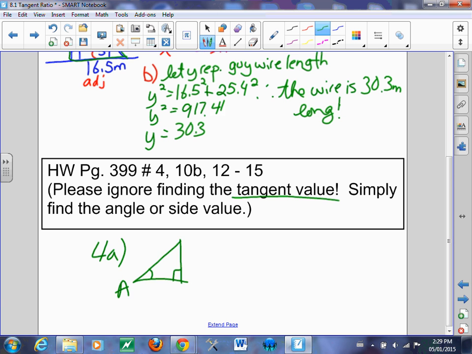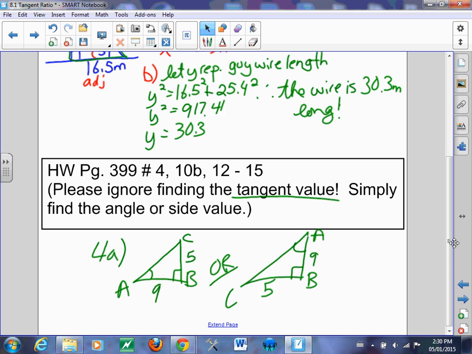If you have angle A here and B and C, the opposite side is going to be 5 and your adjacent side is going to be 9. Or if you draw angle B here and then put angle A up top, that's going to be your angle of reference and it's going to be 5 or 9. So there are 2 possible answers to set that question up. That'll make more sense when you look at the question.